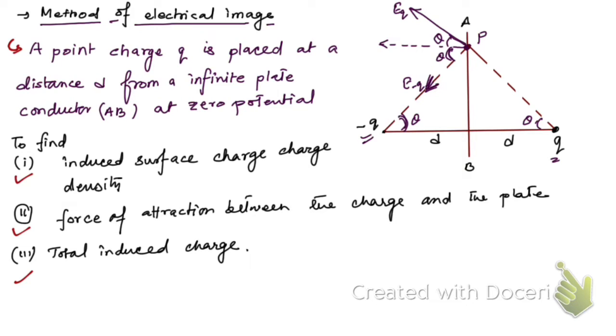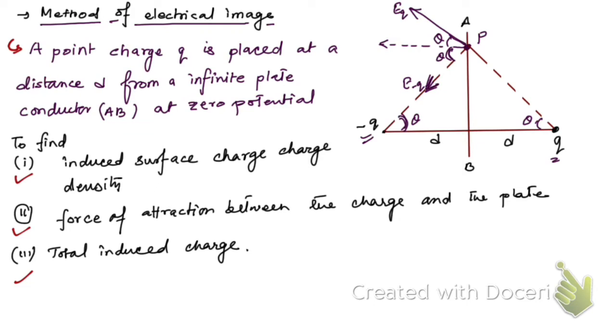So here this AB, the plate, is in such a way that it is the perpendicular bisector of the line joining the two charges q and minus q. Right, so hope you have got the idea of the geometry of this figure. Okay, so in that case, if we take this case, then what will happen?